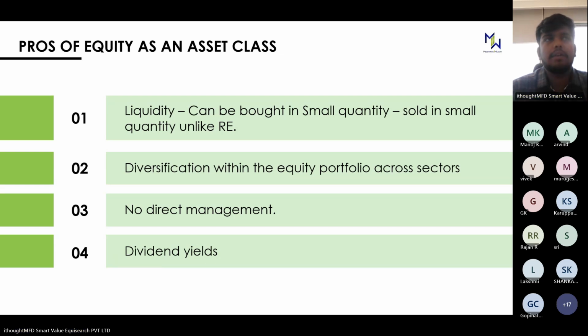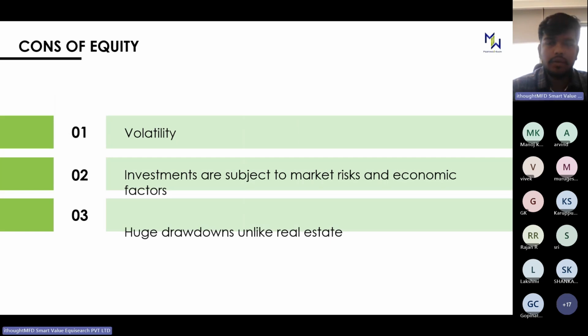And inside an equity portfolio, you can diversify across sectors and across categories, and there's no direct management involved, be it a stock or a mutual fund. For a stock, there's a company, and the management runs the company. They take their decisions. And even for a mutual fund, there's a fund manager appointed to take care of that particular fund. And the fourth point is dividend yield. All the companies, based on their profits, declare dividends.